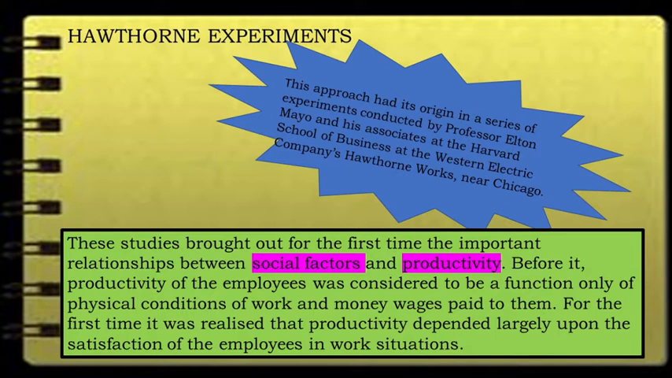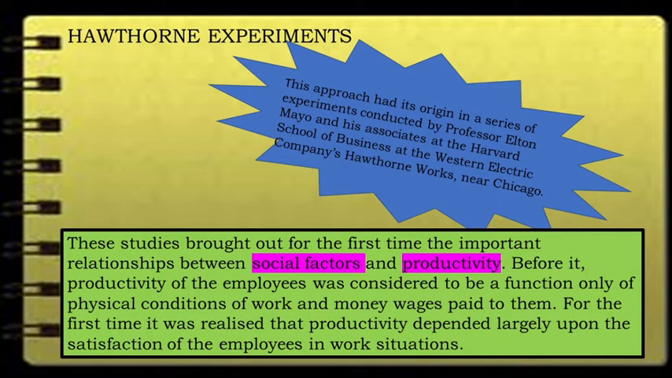So these studies brought out for the first time the important relationship between social factors and productivity. So for the first time it was thought that social factors and productivity are related. Before this, the productivity of the employees was considered to be a function only of physical conditions of work and money wages paid to them.